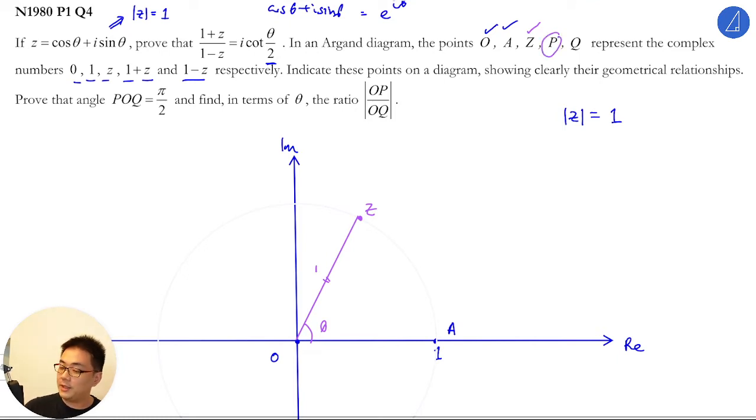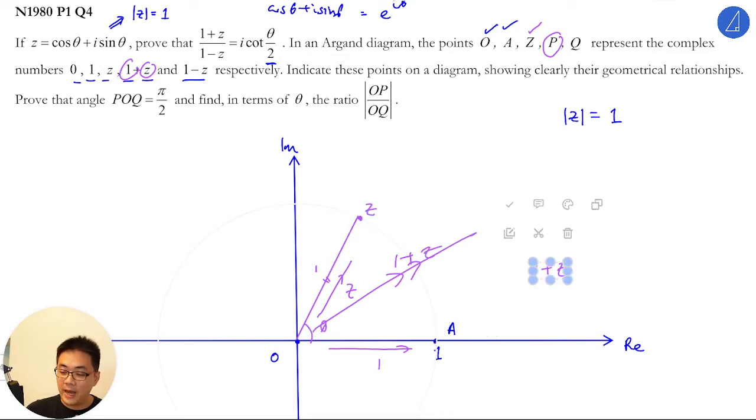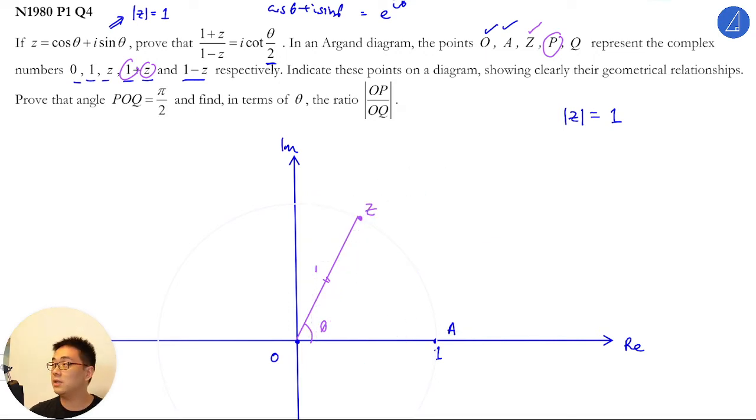P is essentially just a vector addition. If this is 1 like that, and this is Z, then 1 plus Z will be the addition of Z here. So this is 1 plus Z. You just have to know that adding two complex numbers is as if adding vectors, because it's the same thing as Cartesian form. A plus bi and x plus yi is exactly the same concept. So essentially 1 plus Z will be here.